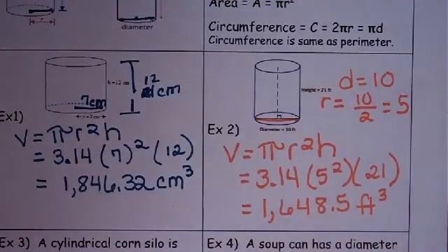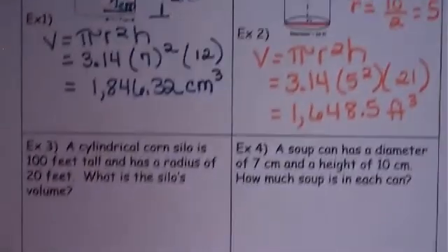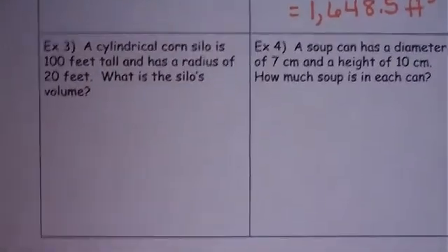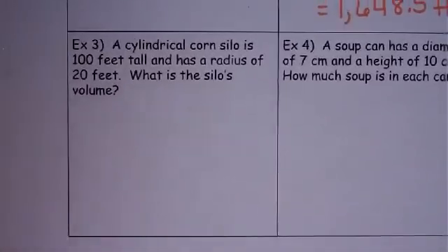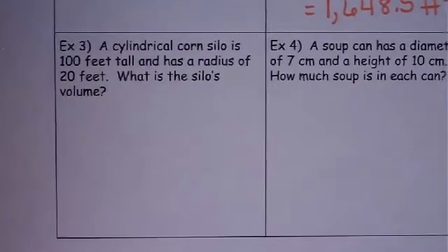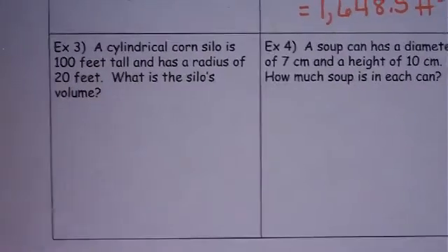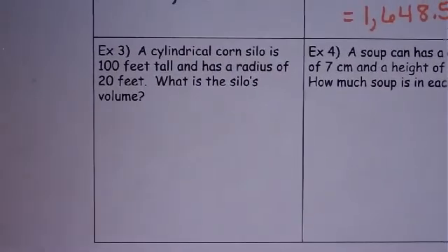Okay? Now, the next 2 examples are different because they are word problems. Okay? So they're not going to give you a picture, they're going to give you a description. Okay, so if I look at example 3, it says a cylindrical corn silo is 100 feet tall and has a radius of 20 feet. What is the silo's volume?